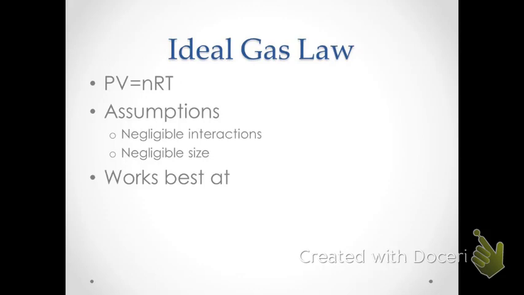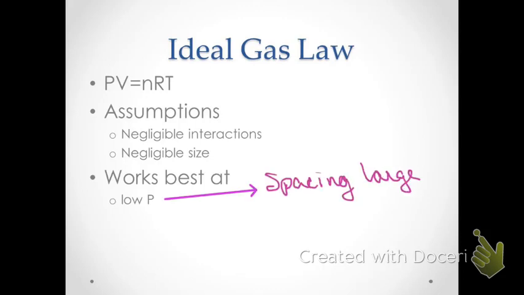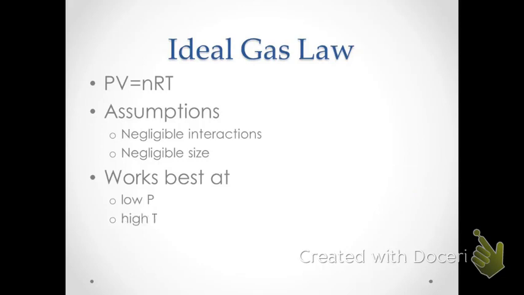Now, we'll find that the ideal gas law, which was empirically determined, works best under conditions of low pressure, because when the pressure is low, the spacing between the particles is large enough that the size is not important, and there's very little interaction between the particles when they're spaced far apart. And also at high temperatures, when the particles are moving about at such high speeds that their interactions also are negligible.